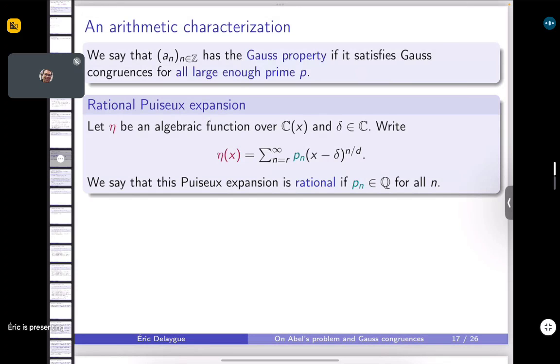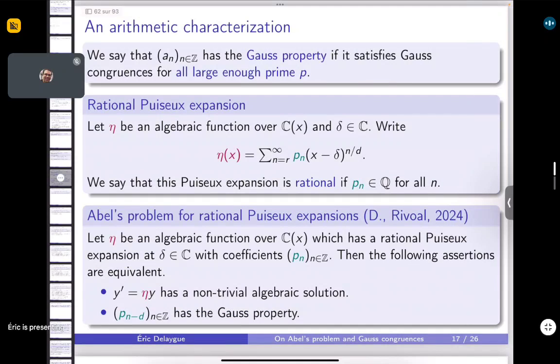And we also need to consider special expansions of algebraic functions, because we are not able to consider other fields at first. We start with eta, an algebraic function over C(x), and a finite point, delta. In fact, we can also consider delta at infinity, but for this talk I will just focus on delta a point in C. We write its Puiseux expansion at delta, where r is a possibly negative integer, and a priori the coefficients p_n are complex numbers. We will say that this Puiseux expansion is rational if all the coefficients p_n are rational.